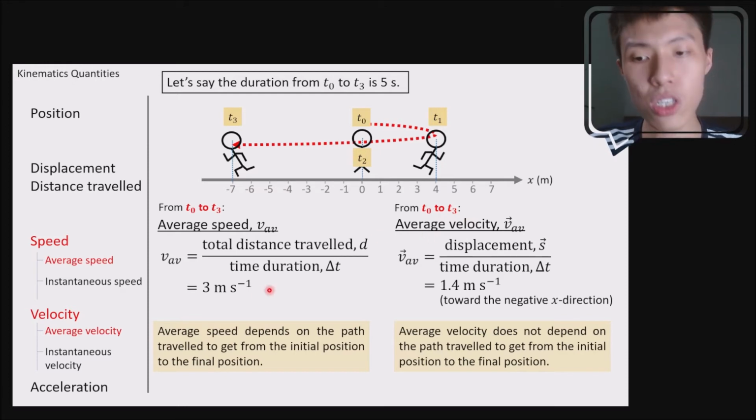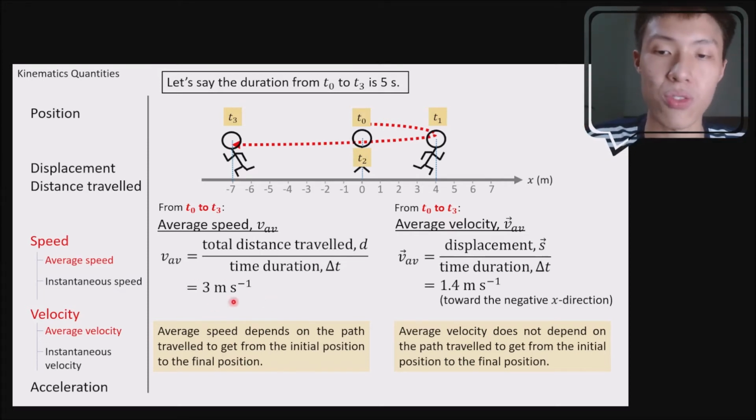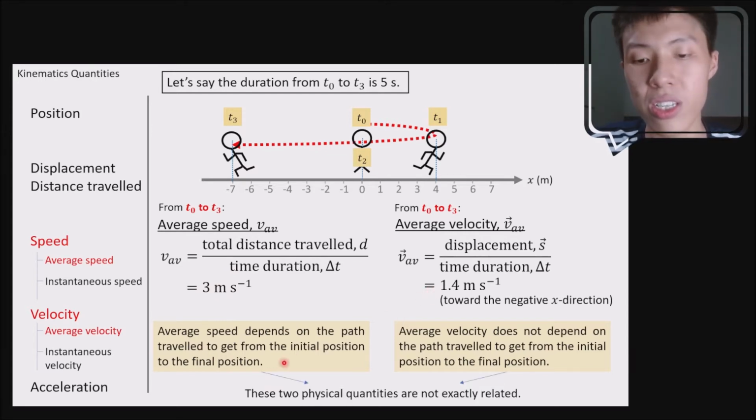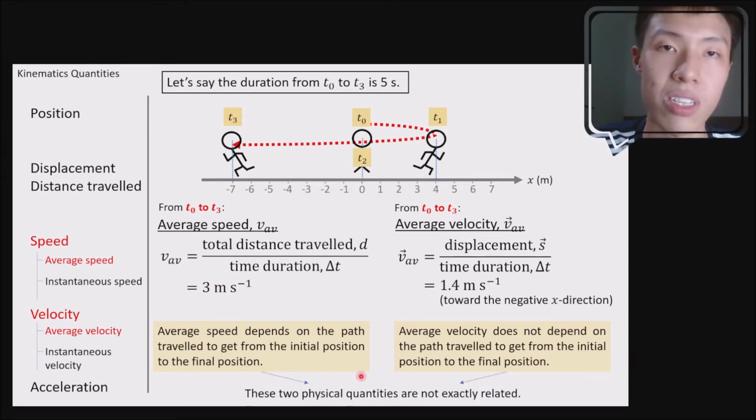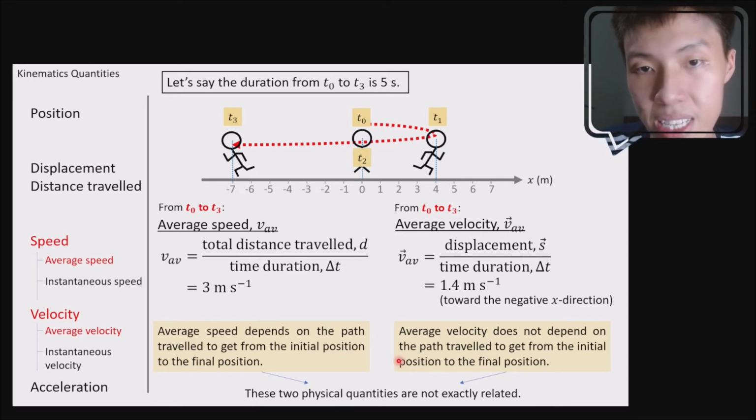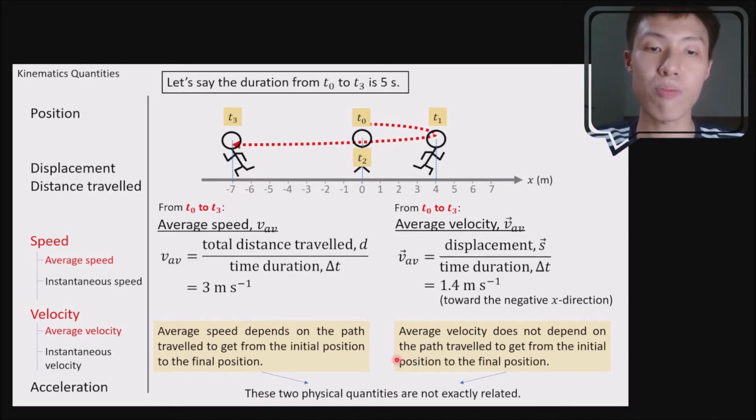Okay, so average speed and average velocity represent two different things. One depends on the path, one does not depend on the path, and as you can see, the magnitudes are different. So we can conclude that these two physical quantities are not exactly related. Okay, so this is average speed and average velocity.